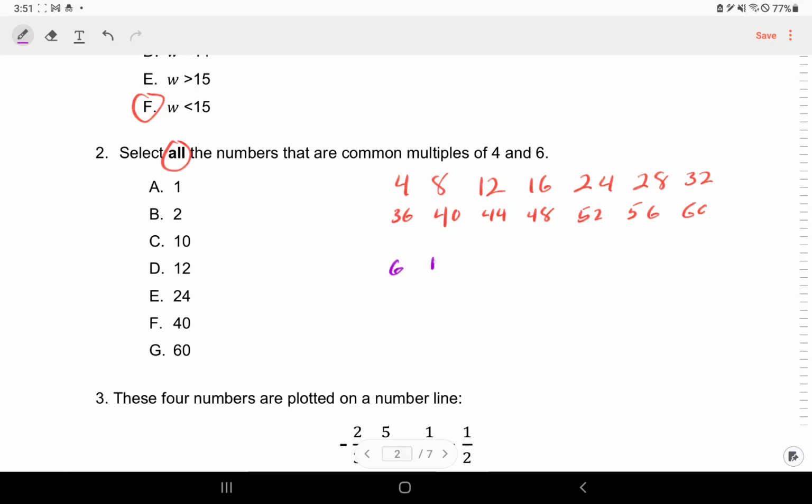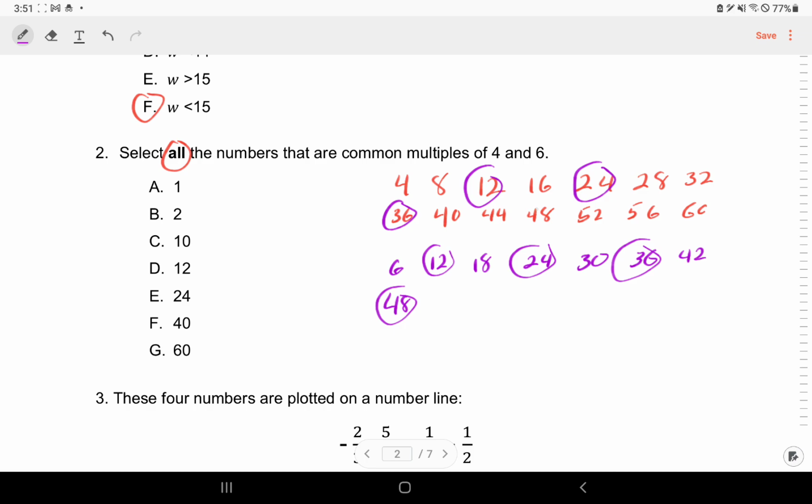Then we do multiples of 6: 6, 12, 18, 24, 30, 36, 42, 48, 54, 60.